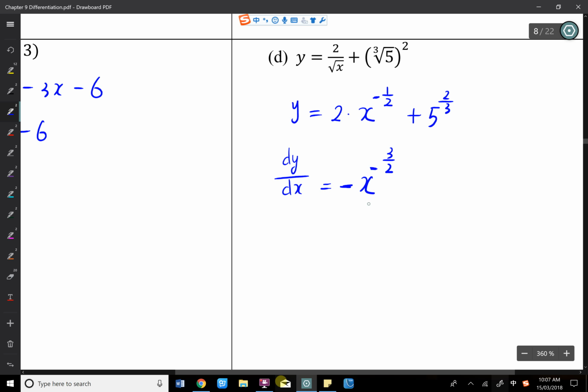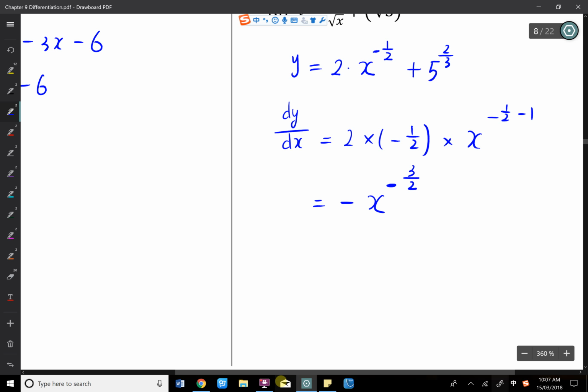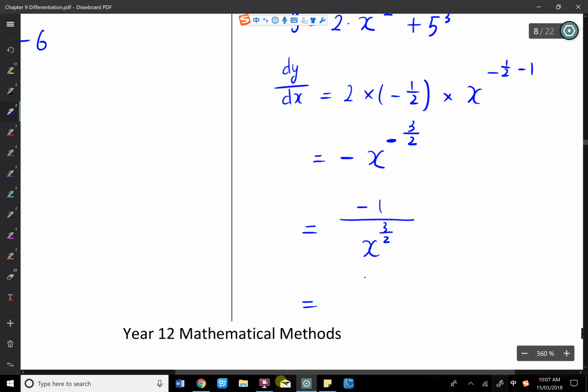Negative a half, well, I'll do it step by step. Maybe 2 times negative a half times x to the power of negative a half, and then subtract 1. So dy dx is negative x to the power of negative 3 over 2. Well, if you don't like the negative power, I can say that's negative 1 over x to the power of 3 over 2. Or we can even expand that further. That's square root x to the power of 3.